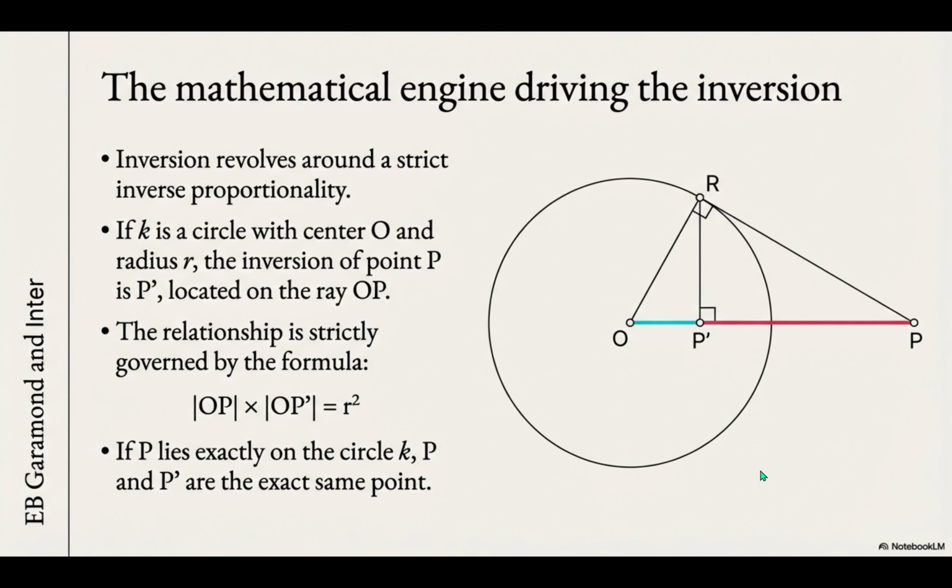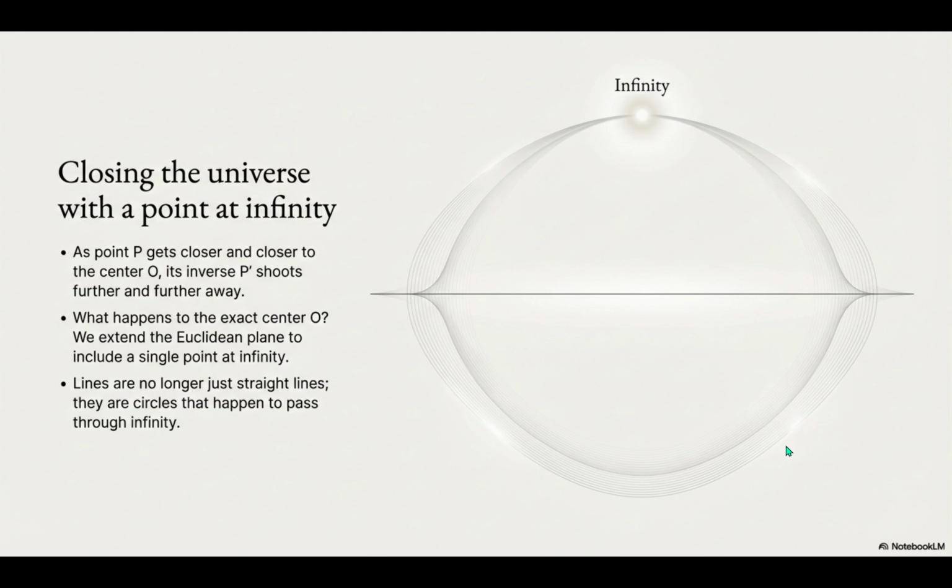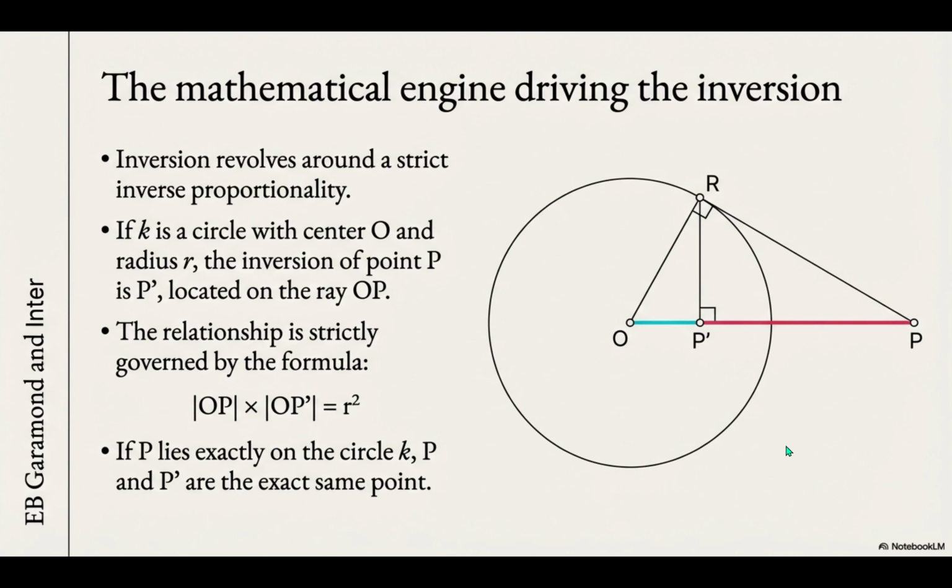That makes sense. But wait, if I push my point P even closer to the center, say it's only 1 foot away, the inverse twin has to shoot out to 100 feet away to maintain that balance. Doesn't that create a massive problem? Like, what happens if I try to invert the exact center point, point O? As I get closer and closer to that exact center, my inverse twin is shooting further and further away at incredible speeds. If I hit the dead center, where does the twin go? Doesn't that just break the math?